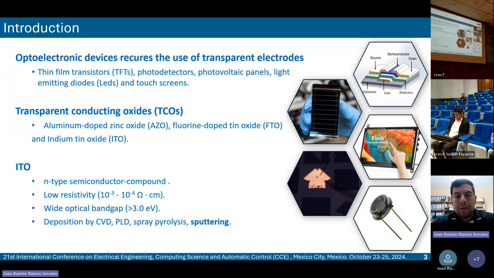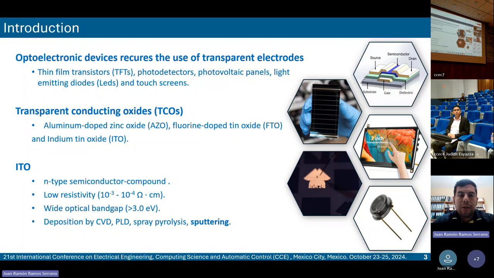Sundry optoelectronic devices such as thin film transistors, photovoltaic panels, touch screens, LEDs, and photodetectors require the use of transparent electrodes. Different transparent conducting oxides, or TCOs, such as aluminum doped zinc oxide and fluorine doped tin oxide, are used for this kind of applications. But today, indium tin oxide is one of the most used TCOs due to its optical and electrical properties. ITO is an N-type semiconductor with a low resistivity, and it has a wide optical band gap higher than 3 electron volts.